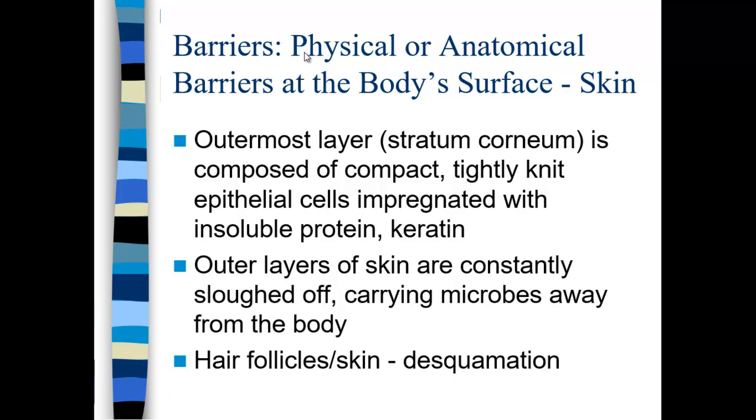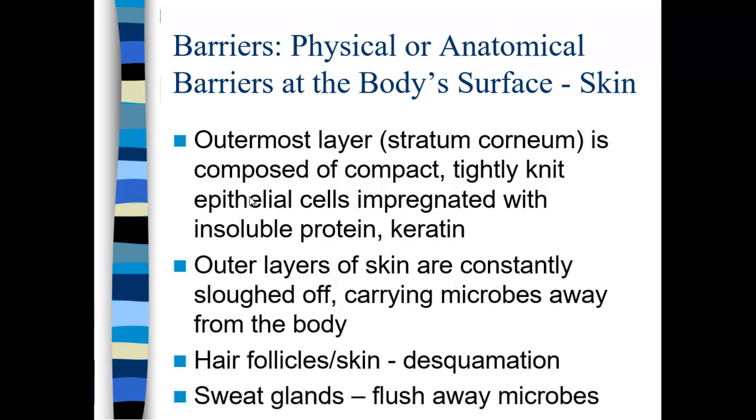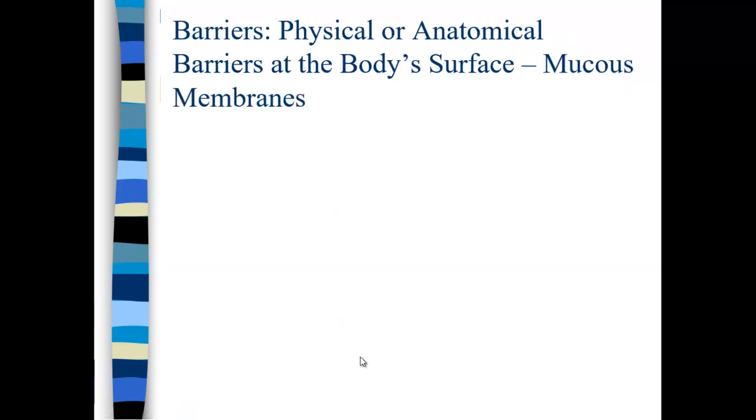And also hair follicles that are involved in the skin, hair is falling out, and as hair falls out, that carries with it pathogenic microbes that could be invading the body, and this is called desquamation. And then sweat glands are creating a harsh environment that is antimicrobial, and this is used to flush away microbes.